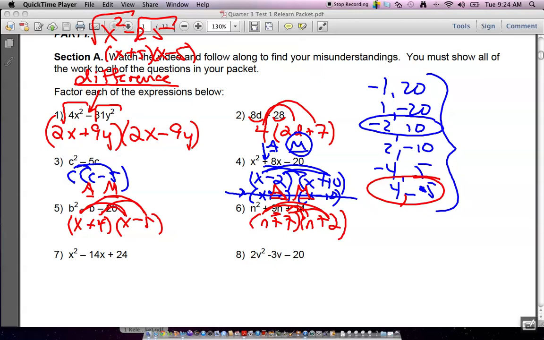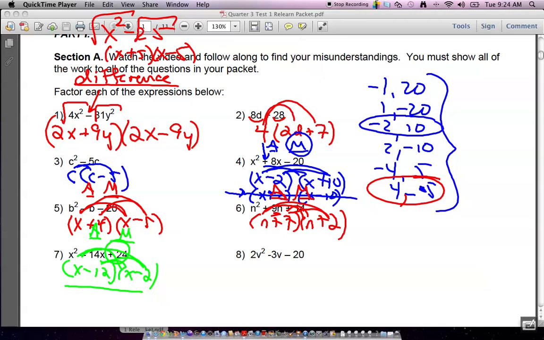Okay, next up. X squared minus 14x plus 24. So I'm looking for two numbers that multiply out to 24 and add up to negative 14. That would be an x minus 12 and an x minus 2. Check yourself by multiplying back. X times x is x squared, x times negative 2 is negative 2x. Negative 12 times x is negative 12x, negative 12 times negative 2 is positive 24. So I know I have it right. X minus 12 times x minus 2.